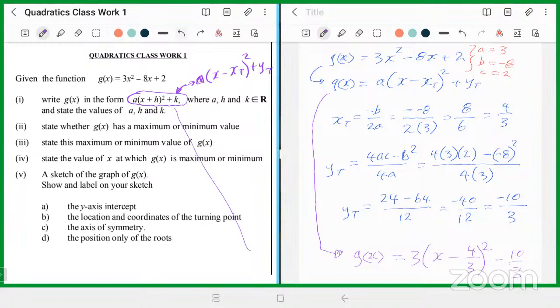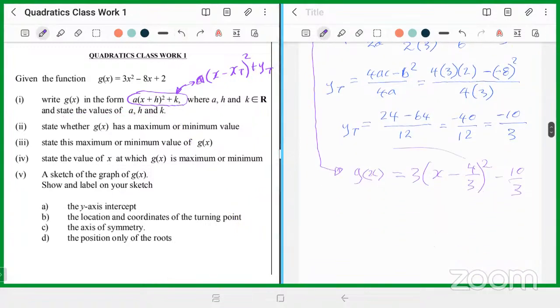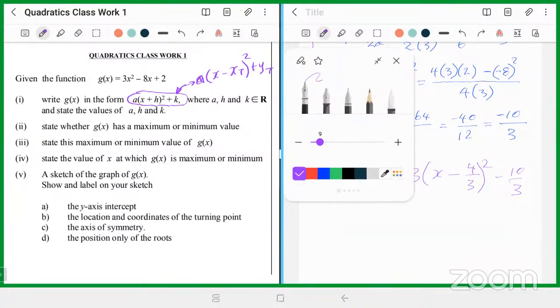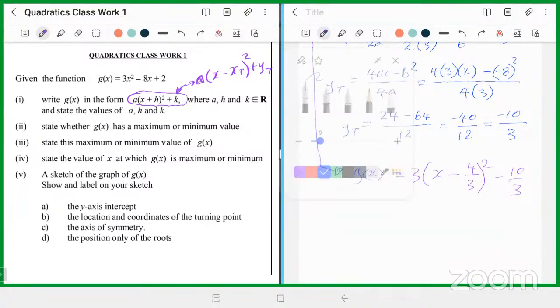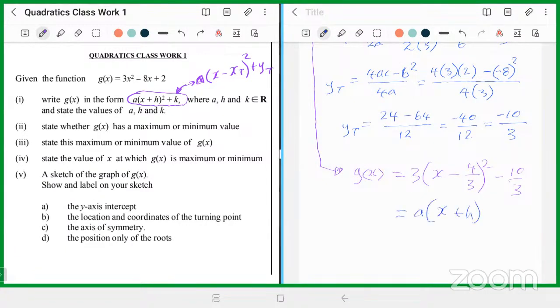But this question asked us to state the value for A, H, and K. Let me show you the comparison now. So this is what we got. This is our answer now. But further, they want us to state the value for A, H, and K. So let me write out what they asked us to do. They asked us to do A into X plus H squared plus K. That's what they asked us to do. So it's like we are comparing the values to get the A, the H, and the K.